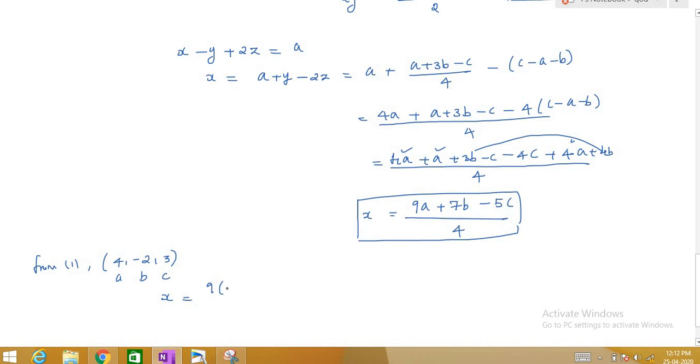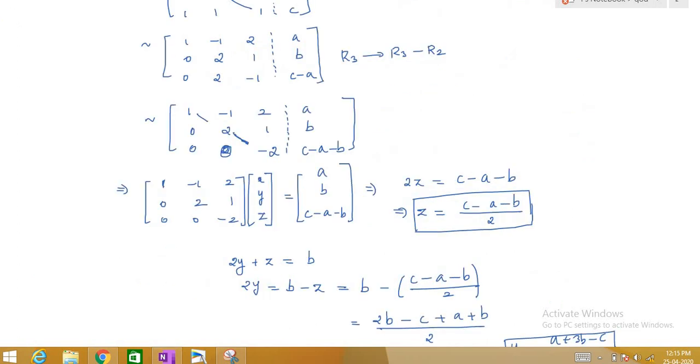So our x will be 9 times a plus 7 times b minus 5 times c by 4. So this will be 36 minus 14 minus 15 by 4. So this will be 36 minus 29 by 4, right? Yes, actually I made some mistake here. This is minus 2z, right? So minus 2z is equal to c minus a minus b, or z will be minus of c minus a minus b. Sorry. If I bring minus inside, I'll have z is equal to a plus b minus c by 2. So this is our z value, right?